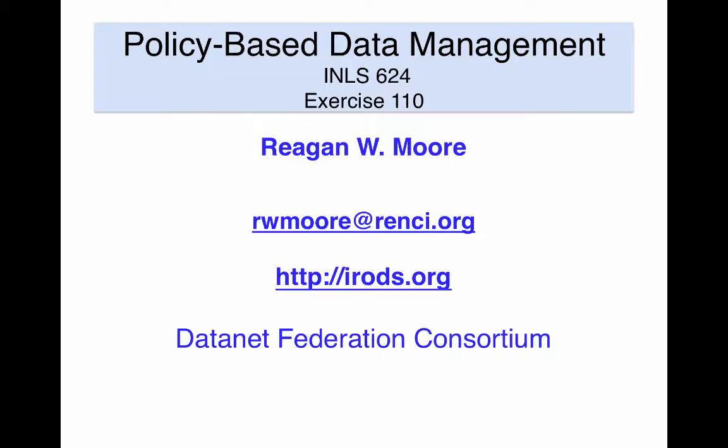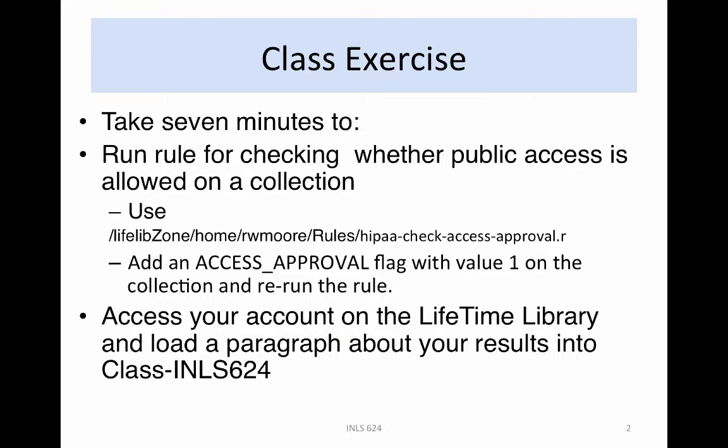Take 7 minutes and complete exercise 110. Run a rule to check whether public access is allowed on a collection. Use the rule LifeLibeZone Home RW Rules HIPAA check access approval.r. Add an access approval flag with value 1 to the collection and rerun the rule. Please load a paragraph describing your result into the lifetime library in the sub-collection class INLS 624 by the end of today's class.